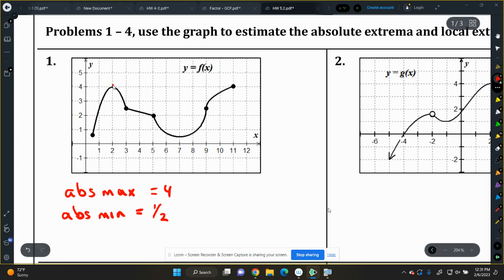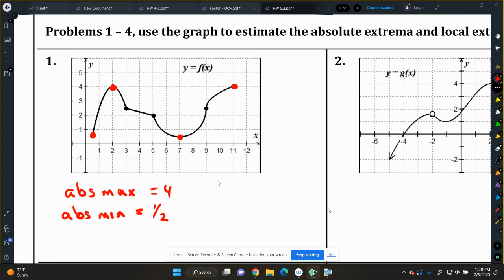If you look here, you've got a maximum of 4. It is still an absolute maximum. It just happens to occur at 2 places. The absolute minimum is the same thing. It occurs at 2 places, but it's still an absolute minimum.